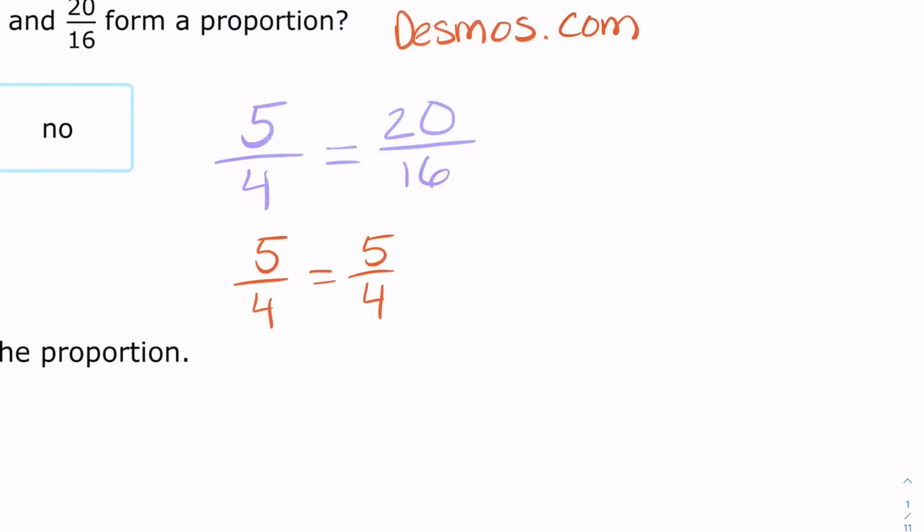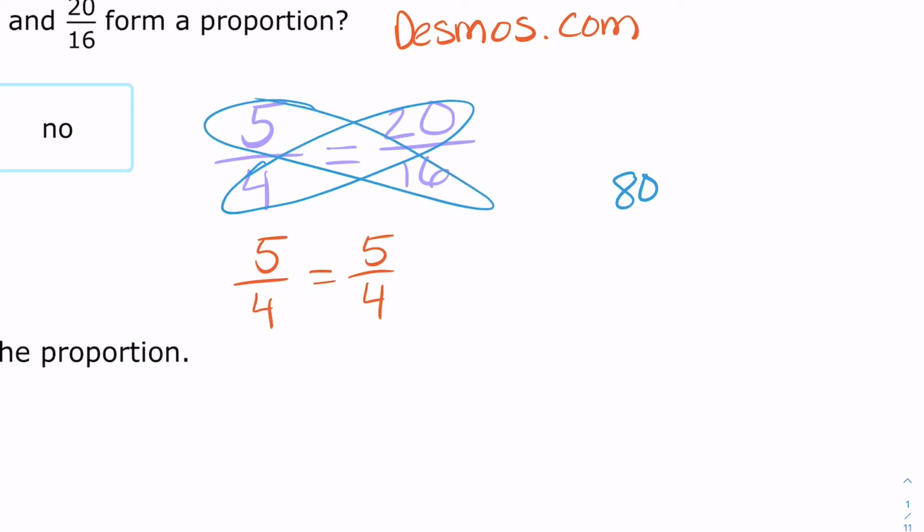Again, you could have found the cross products, so I'm going to do that real quick just to show you another method here. So 4 times 20 is 80, and 5 times 16 is also 80. So that works out.